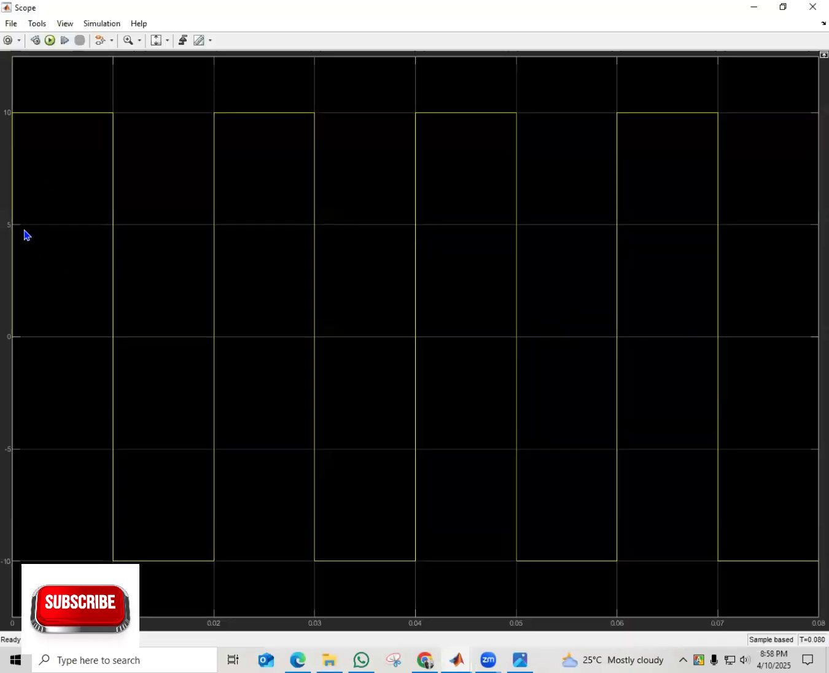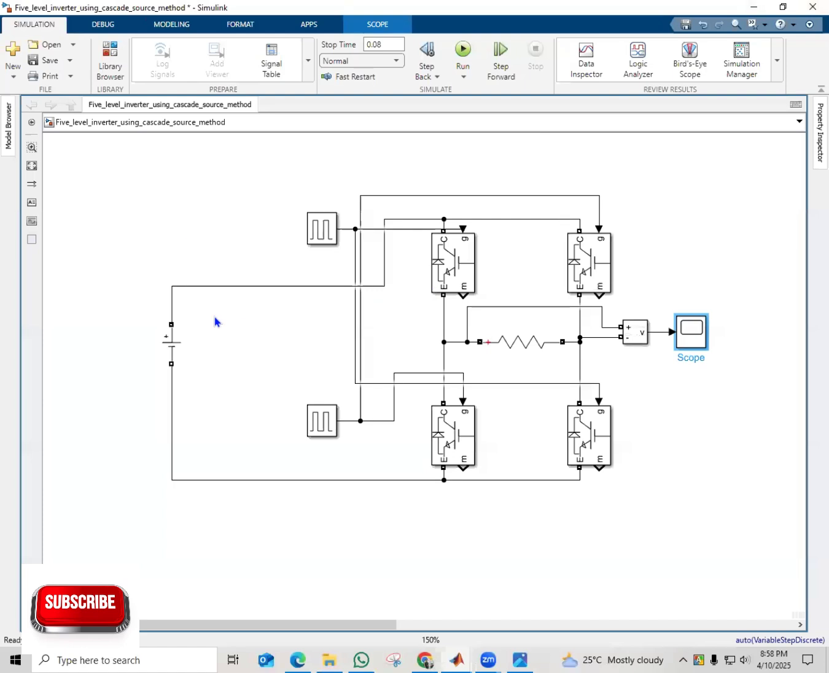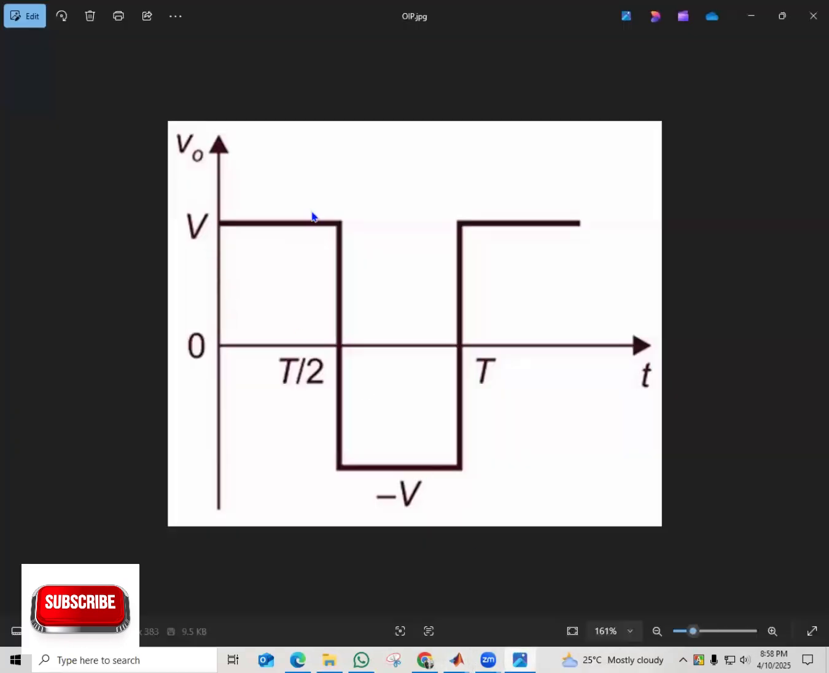Okay, here is our actual voltage output: the positive half cycle starts from positive 10 volt and the negative half cycle starts from negative 10 volt after a particular time period, and the frequency will be 50 hertz. Okay, this is all about the video of the two-level inverter. The output will be the same as shown in this picture.